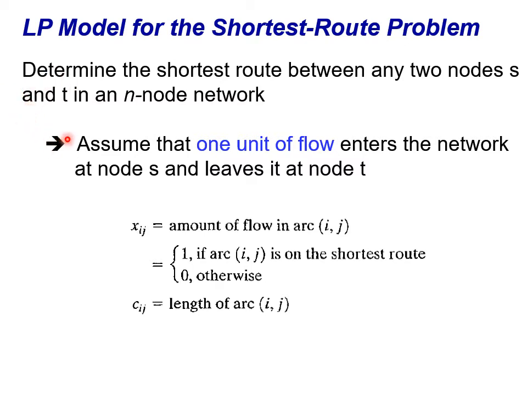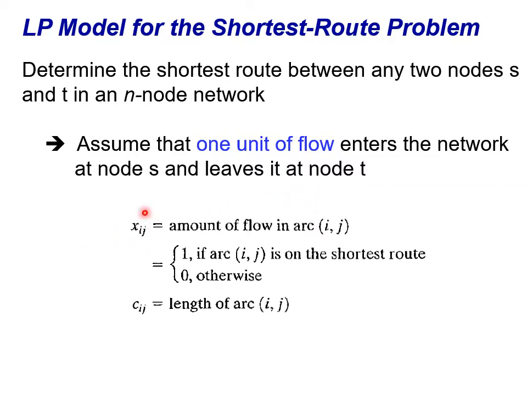In order to formulate it, we will assume that on this network, one unit of flow enters into the network at node S, which is the starting node, and we will assume that this 1 unit of flow will leave the network at node T. Okay, so since there is a 1 unit of flow, the flow that is passing through the arcs will represent the shortest path from the source to the sink or the final node. And the rest of the formulation, in fact, is similar to what we did in maximal flow problems.